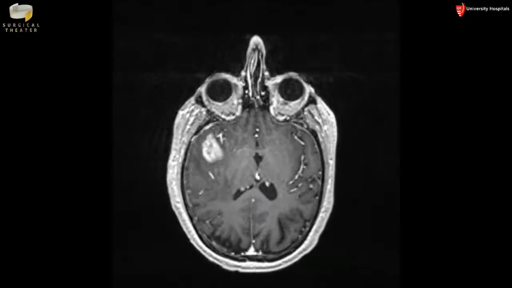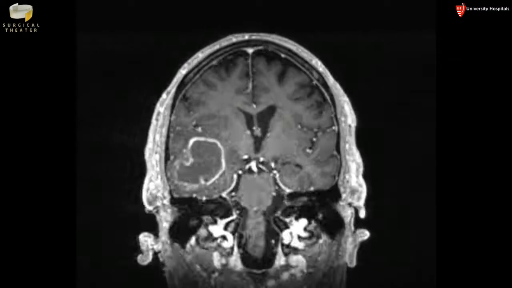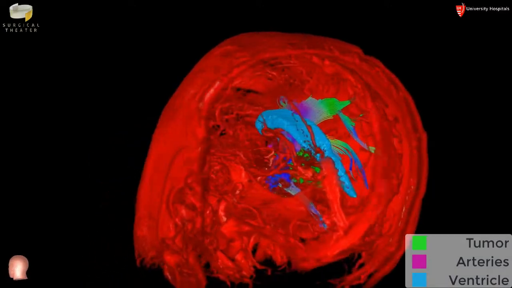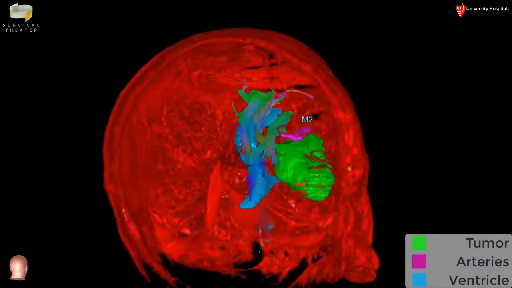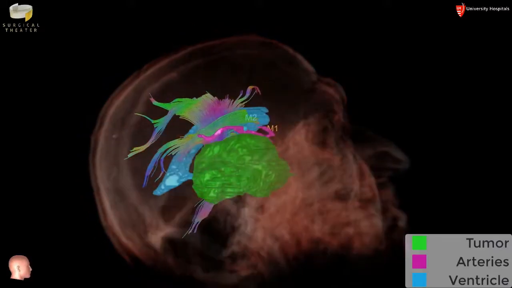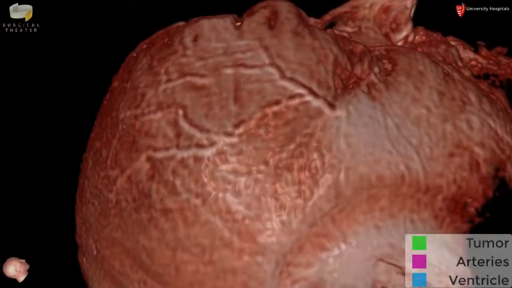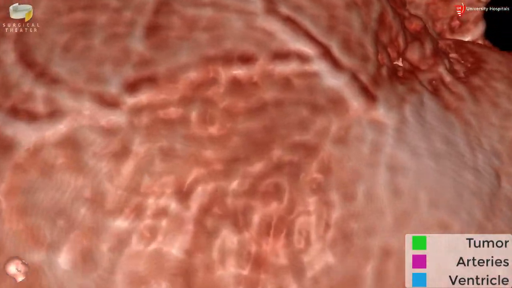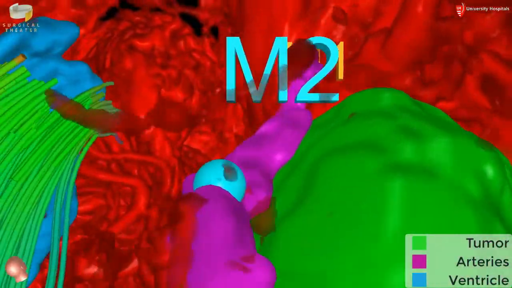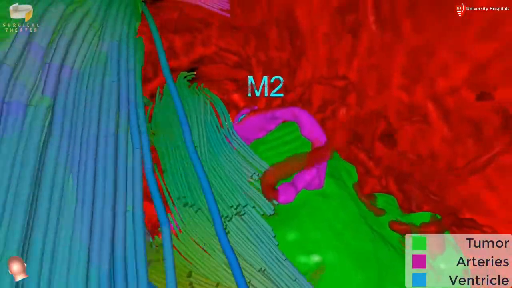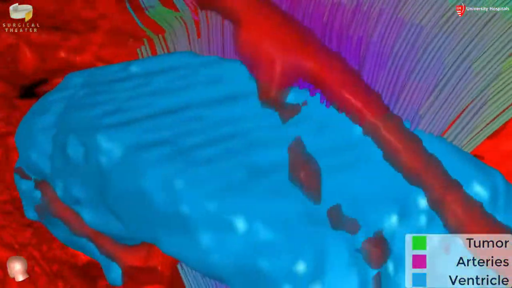This is a 67-year-old patient with multiple medical issues who presented with headaches and blurry vision. He had an MRI of his brain which revealed a right temporal enhancing cystic brain lesion. As you can see, this tumor is intimately involved with the ventricle and also the MCA branches, in addition to being surrounded by important cortical and subcortical fibers.